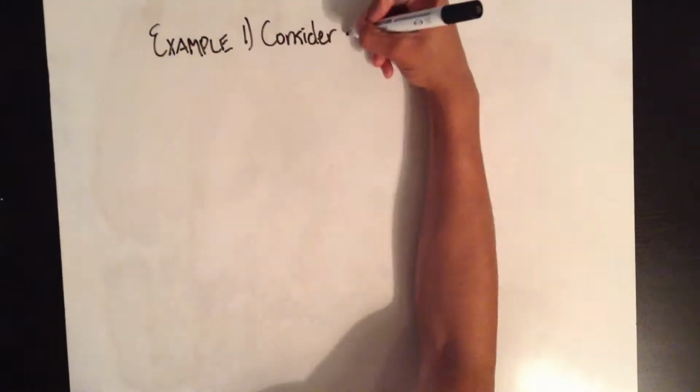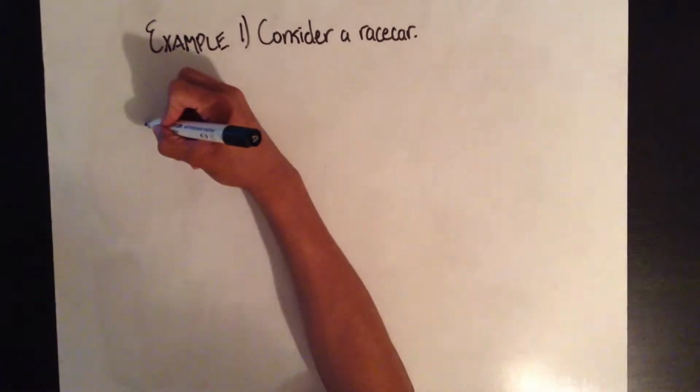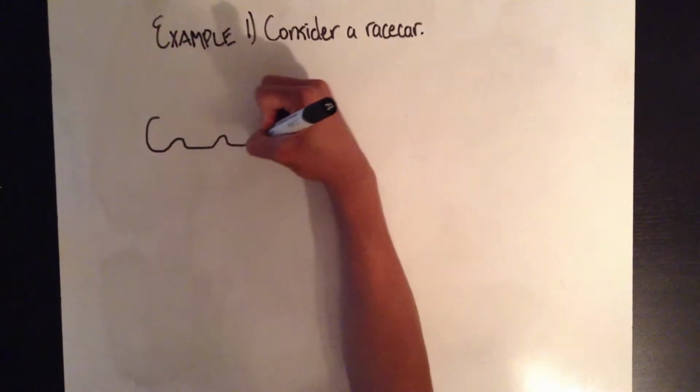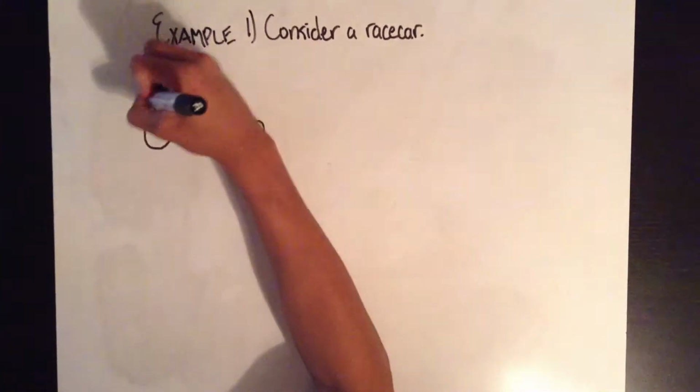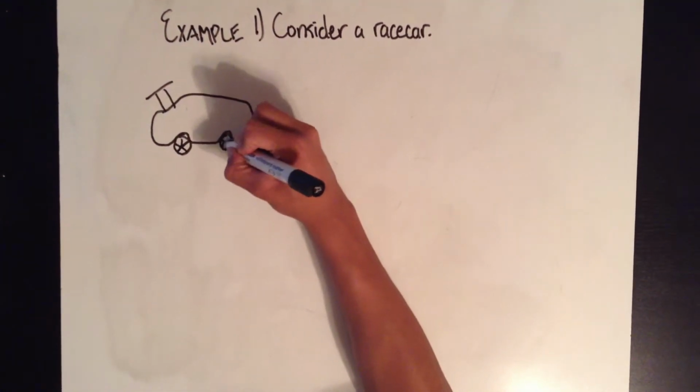Consider a race car. Sally, the speed racer, is driving her car with a mass of 500 kilograms and is accelerating at 10.00 meters per second squared east. Then what force is Sally's race car exerting?